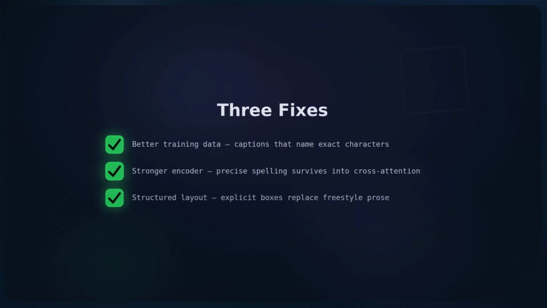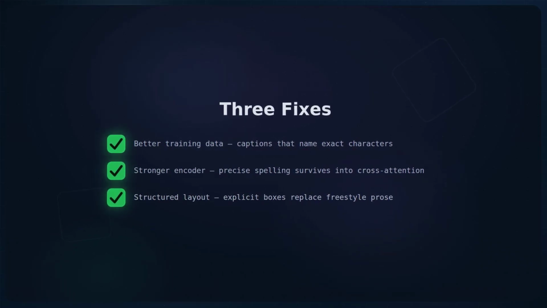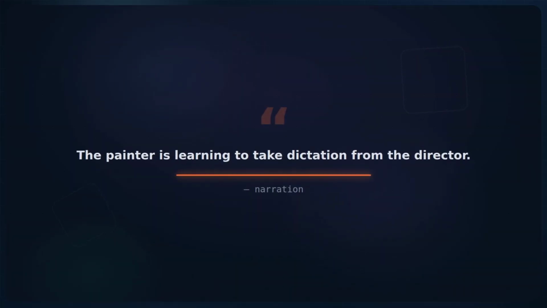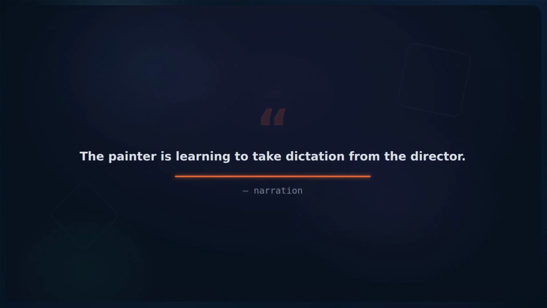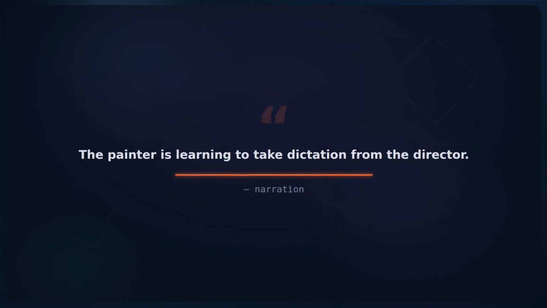Some recent systems drop prose prompts entirely. They accept structured layout instructions with boxes that say this headline goes here and contains these words in full. Typography stops being something the model freestyles and becomes a layout it executes. The painter, in other words, is learning to take dictation from the director. Two design traditions that started apart are now meeting in the middle.